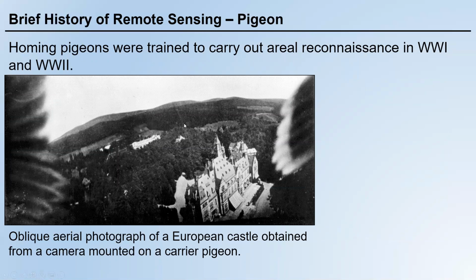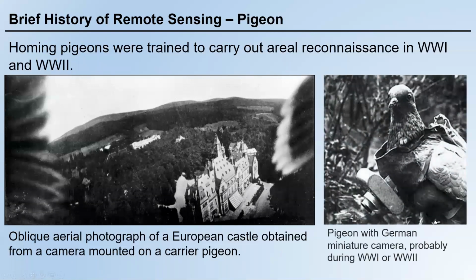So here is an image of an oblique aerial photograph of a European castle obtained from a camera mounted on a carrier pigeon. So you can see here we have wings of this pigeon. And here is a badass pigeon here, right? Pigeon with German miniature camera, probably during the First or the Second World War. So you can see here is a jacket of this pigeon, and here is the camera. And yeah, it's a Nazi pigeon, okay?